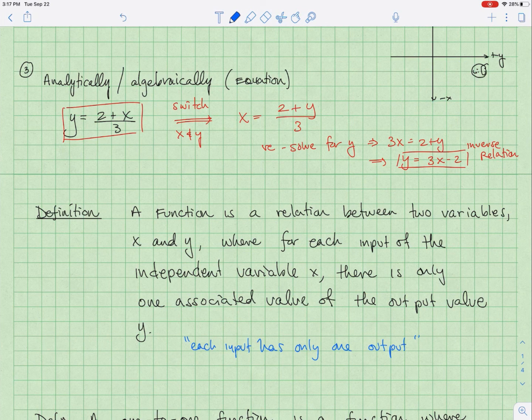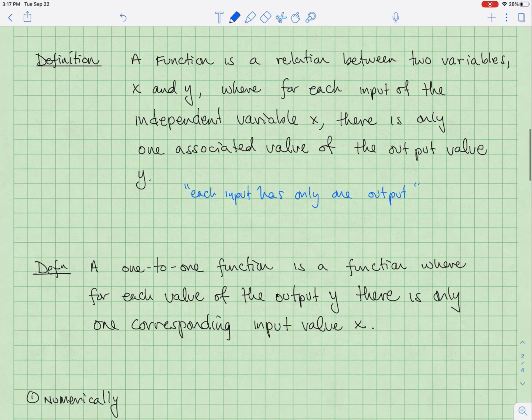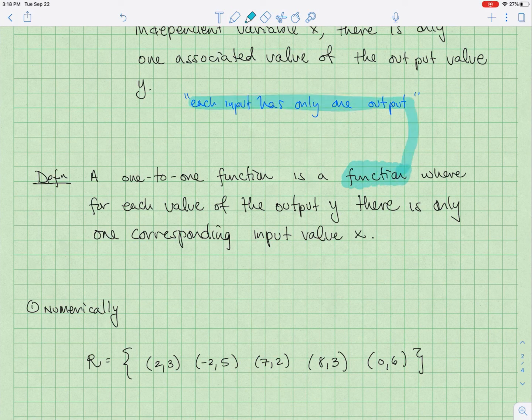Let's see, what else? One-to-one function. A one-to-one function is a function, and that's key there. Maybe that's subtle for some of you. The fact that it's a function and it already has this definition built inside it. It's a function where for each value of the output y, there's only one corresponding input value x. So what does this mean?